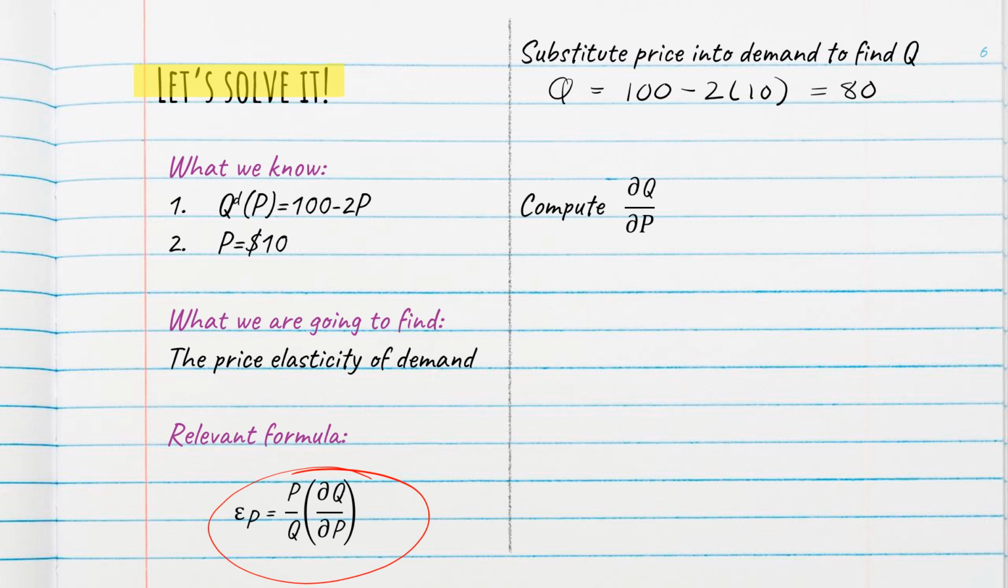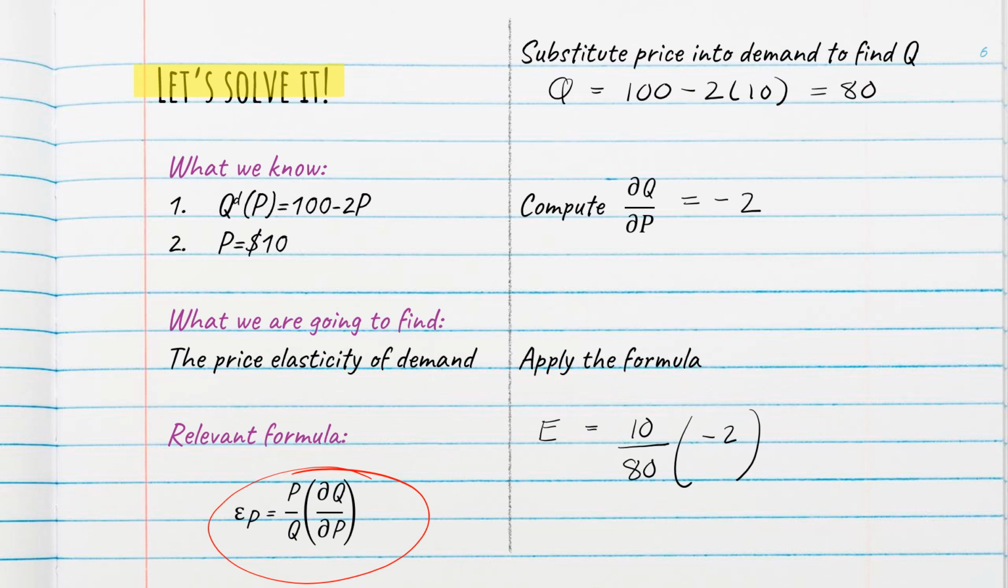Now I'm going to compute the derivative of demand with respect to P. So what is this derivative? It's very simple to find. It's just -2. So we have all the parts of our formula, and all that's left is to apply the relevant formula. So plugging in what we know, we find that the price elasticity of demand is equal to P of 10 over Q, which is 80, times that derivative, which is -2.